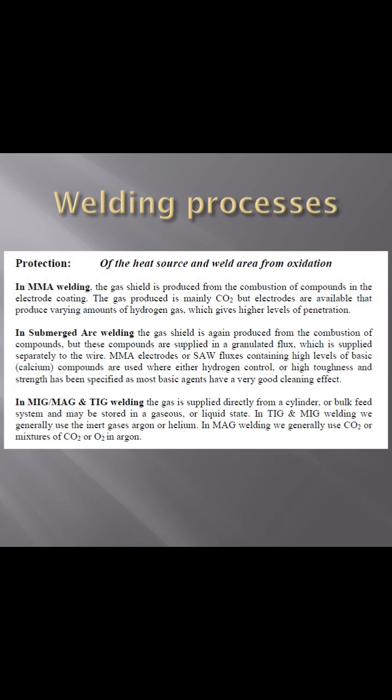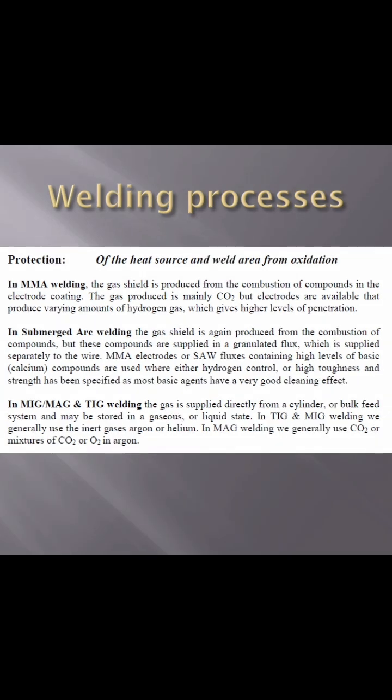Explaining further, I will start with protection of the heat source and weld area from oxidation. In MMA welding, the gas shield is produced from the combustion of compounds in the electrode coating. The gas produced is mainly carbon dioxide, but electrodes are available that produce varying amounts of hydrogen gas, which gives higher levels of penetration. In submerged arc welding, the gas shield is again produced from the combustion of compounds, but these compounds are supplied in a granulated flux, which is supplied separately to the wire. MMA electrodes or SAW fluxes containing high levels of basic calcium compounds are used where either hydrogen control, or high toughness and strength has been specified, as most basic agents have a very good cleaning effect.